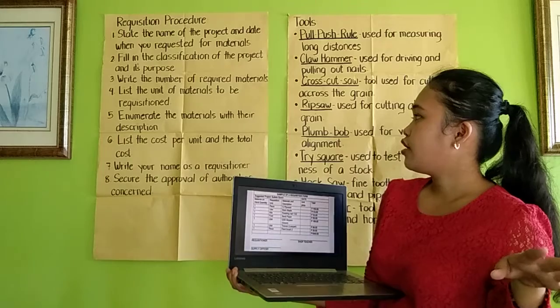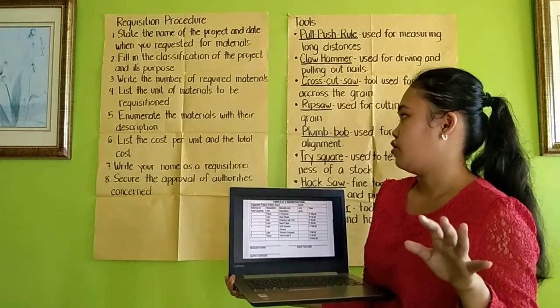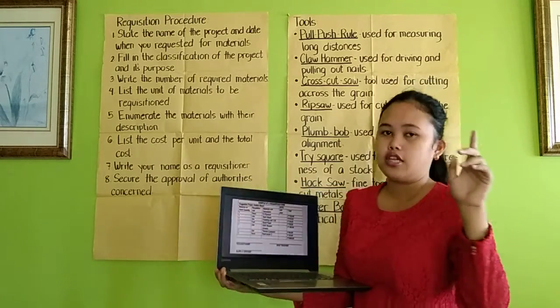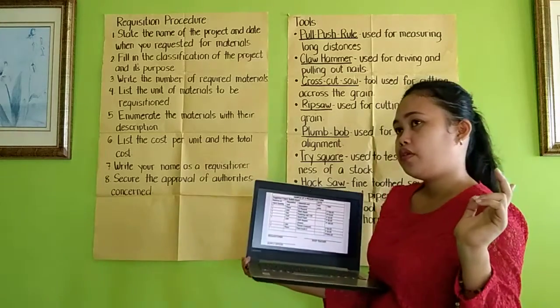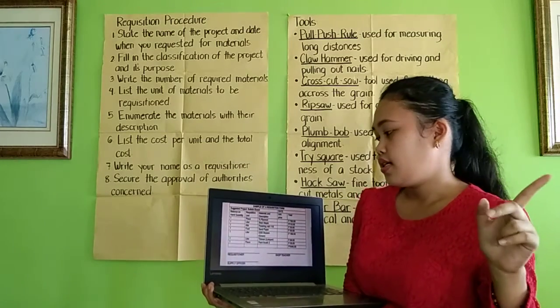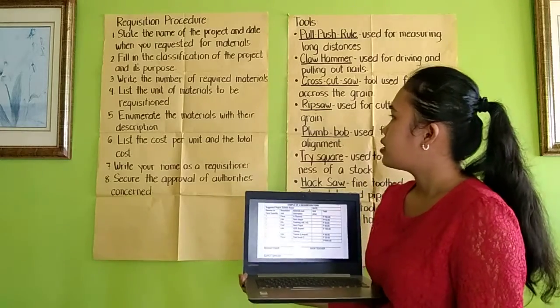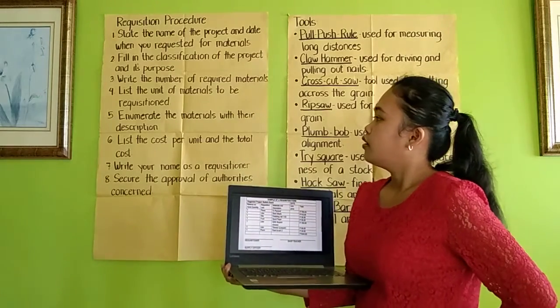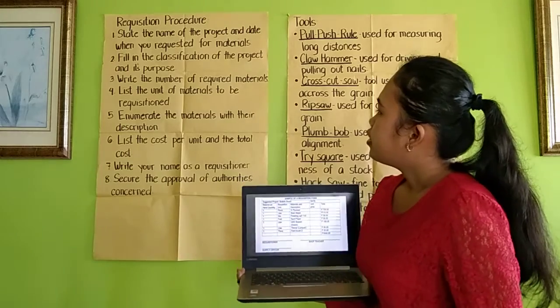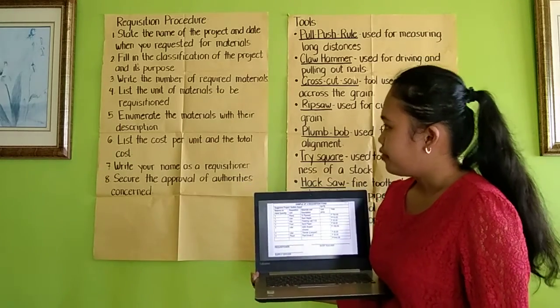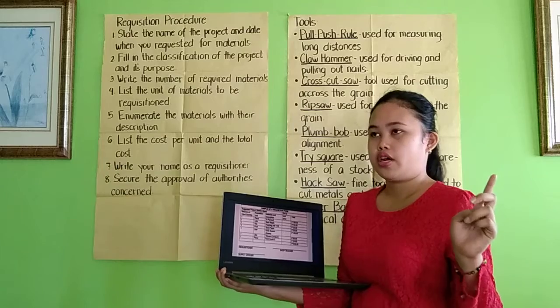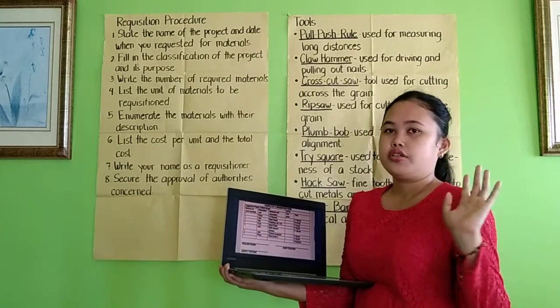Next is list the unit of materials to be requisitioned. So you have to list the unit. Examples of unit are pieces, kilo, liter. Those are some examples of unit. Next is enumerate the materials with their description. So you have to enumerate there the materials with their description.